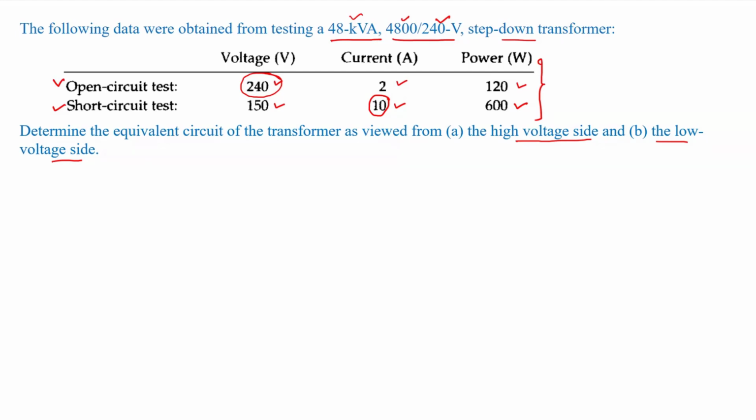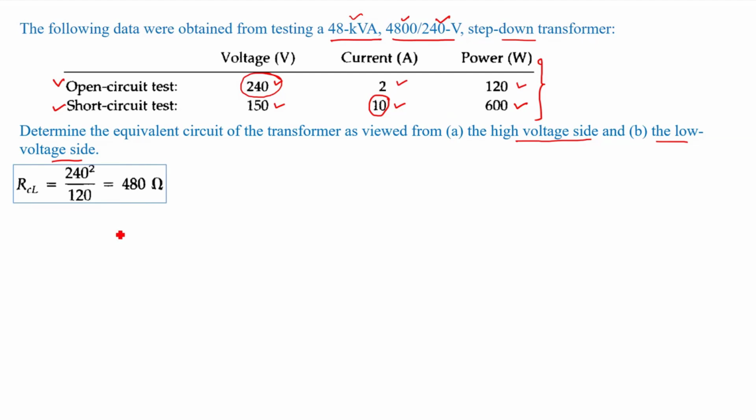The open circuit test and short circuit test results are given here: the voltage, current, and wattmeter readings. Remember, you will do these two tests in a single experiment, and you will note these readings from your experiment. Whenever you do your experiment in the laboratory, you have to read these observations like this, right?